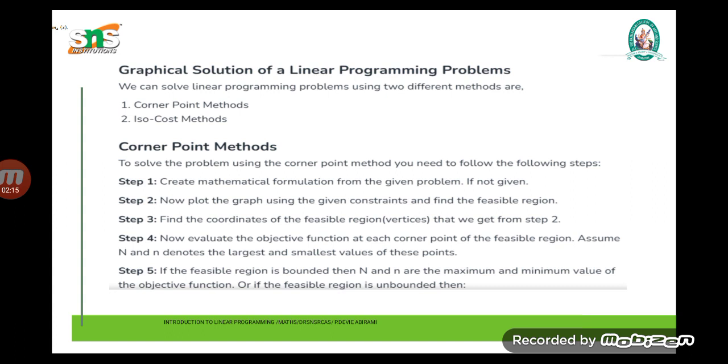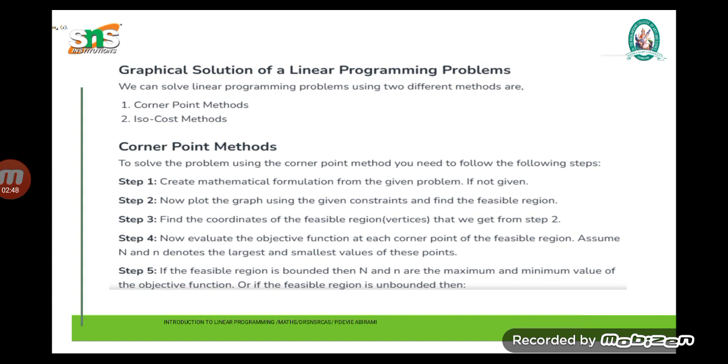Our algorithm is: step 1, create a mathematical formulation from the given problem if it is not given. Step 2, plot the graph using the given constraints and find the feasible region. Step 3, find the coordinates of the corner points of the feasible region. Step 4, evaluate the objective function at the corner points of the feasible region. Assume capital M and m denote the largest and the smallest value of these points.